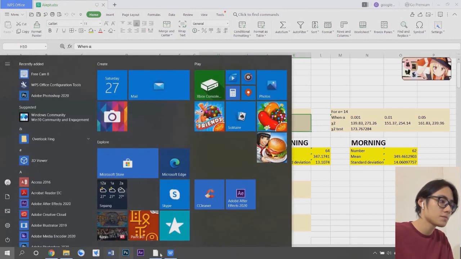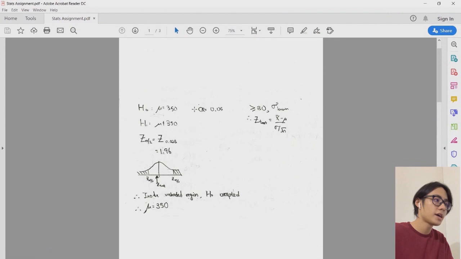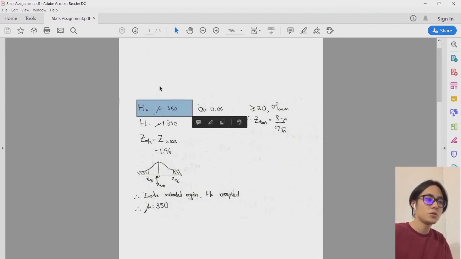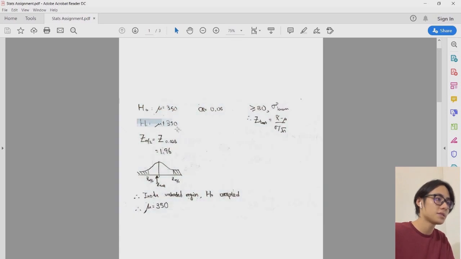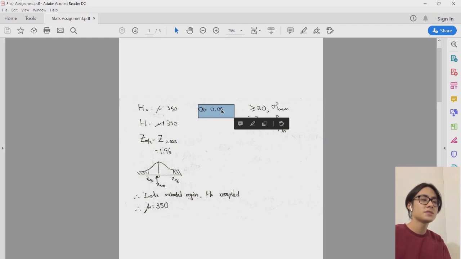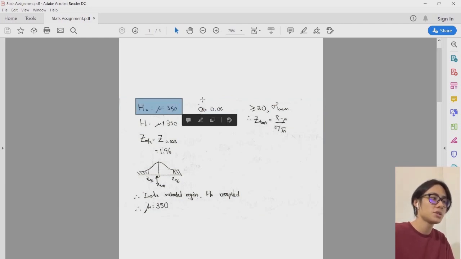Here it is. First of all, I made an assumption where the mean weight of the tablet is 350 milligrams and an alternative hypothesis which isn't. So I use a significance value here, 0.05. Significance value means how strong your evidence is to support the hypothesis.